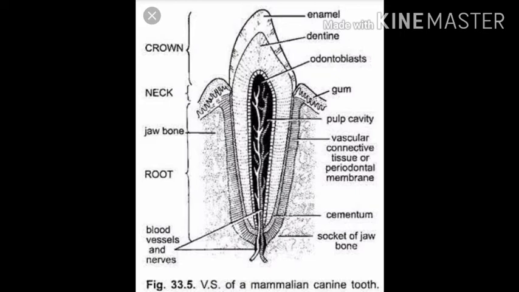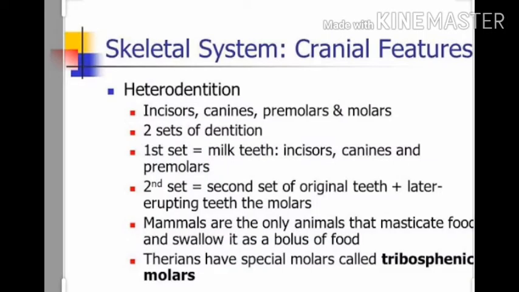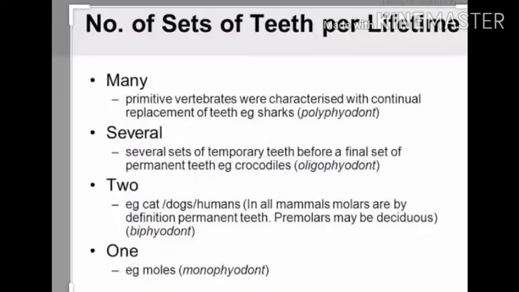And I would like to tell you about types of teeth. Structurally, teeth are of two types: homodont and heterodont. The teeth which are similar in size, shape and activity are called homodont teeth. The teeth which differ in size, shape and activity are called heterodont teeth. Depending on the permanency of teeth, they are divided into three types: monophyodont, diphyodont and polyphyodont.